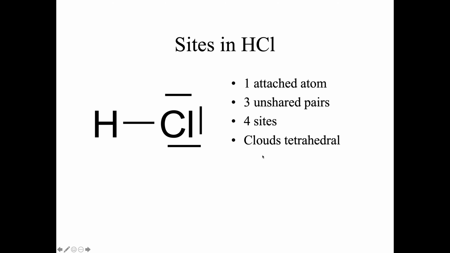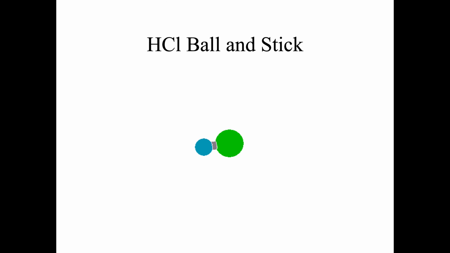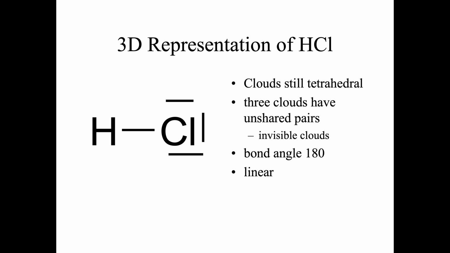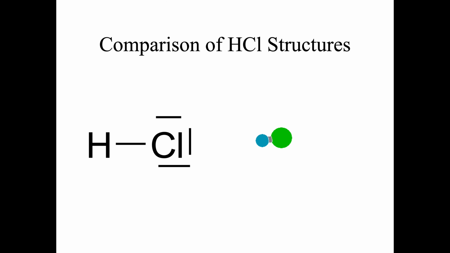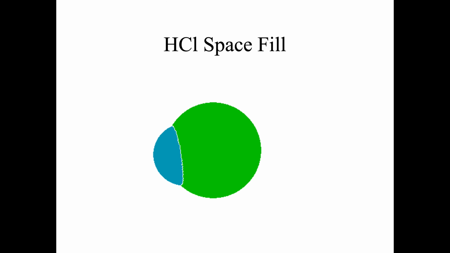That means the clouds are going to be tetrahedral, but take your tetrahedron and pull 3 pencils off. It's going to be, you guessed it, linear. And you only have 2 things, that's all you can do. There's the side by side, there's a ball, and there's a space fill.